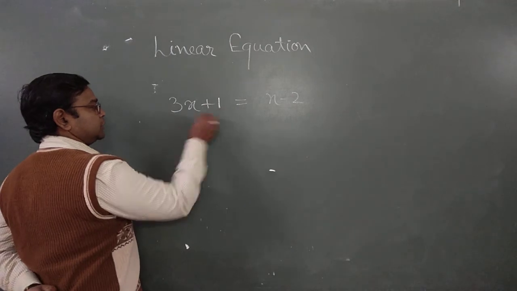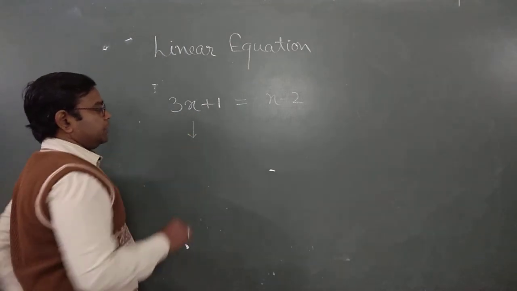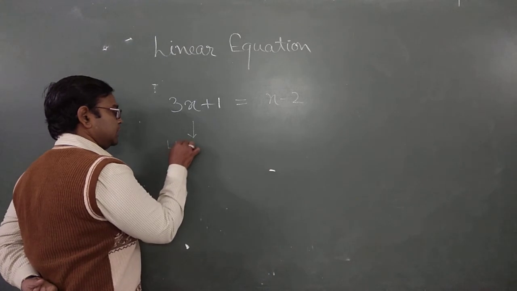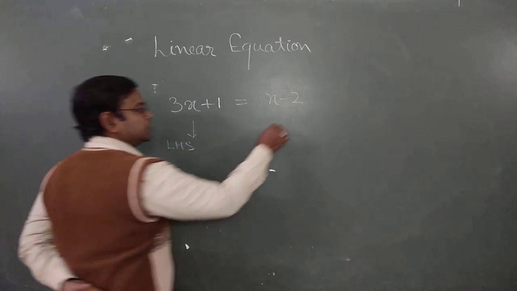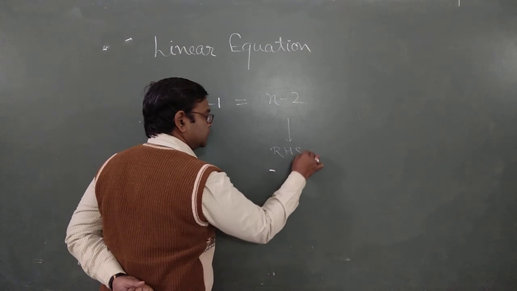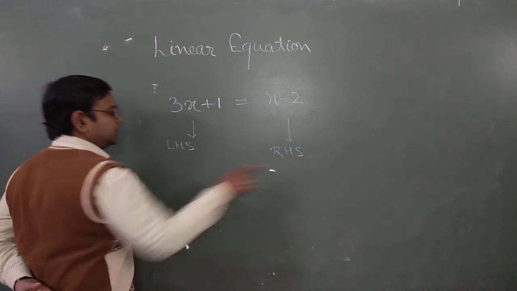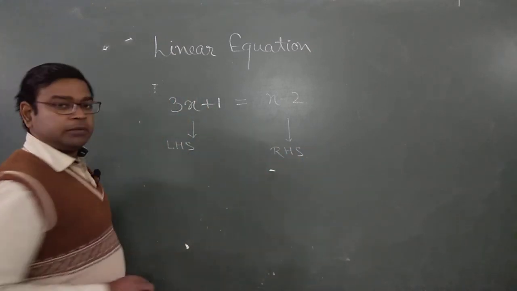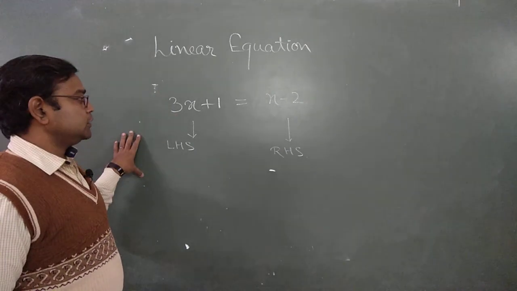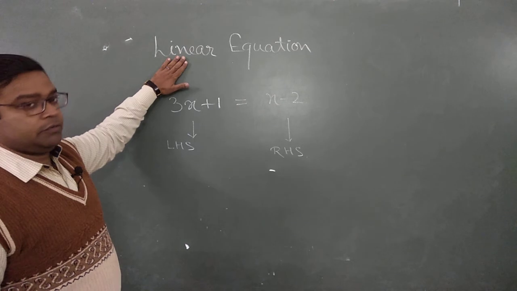This is your left hand part, known as the left hand side, LHS. This is your right hand side part, known as RHS. The full forms are right hand side and left hand side of the equation. Hope this part is clear. What is an equation is clear. Now what about a linear equation?